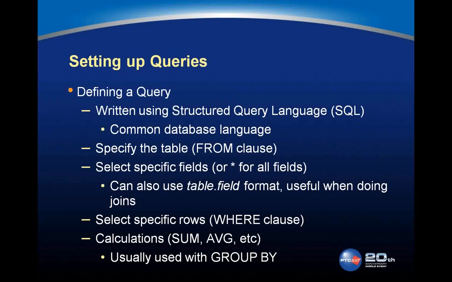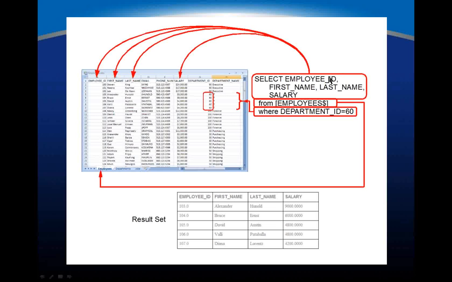You can specify specific rows using a test. So you could say, select the employees where department ID is some specific value, and then it will only select the employees from that department. You can also do calculations. If you group the records by department, say, then you can compute sums or averages, various other things.